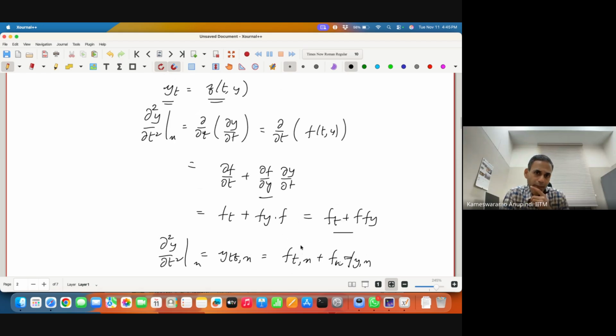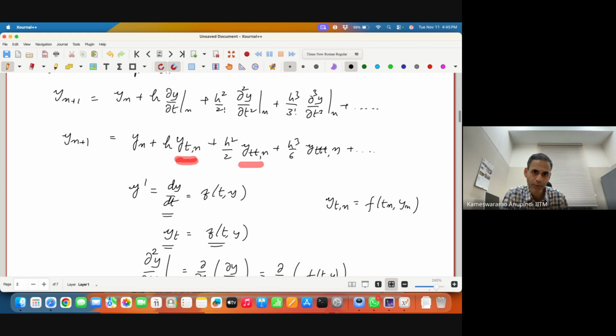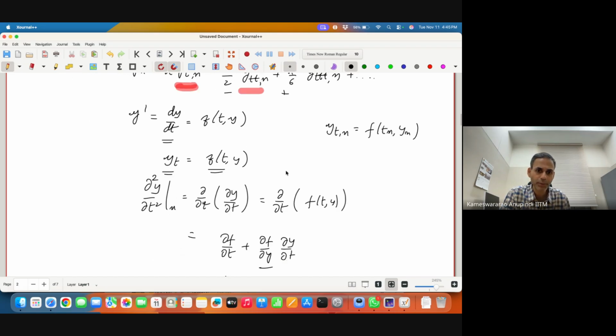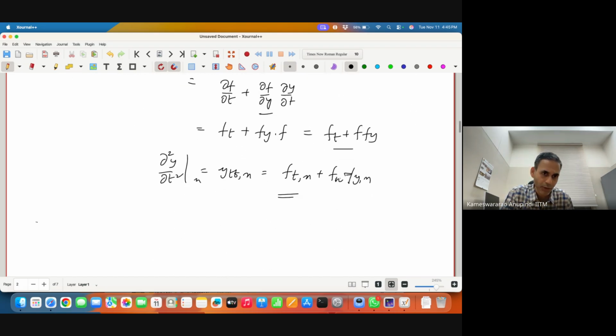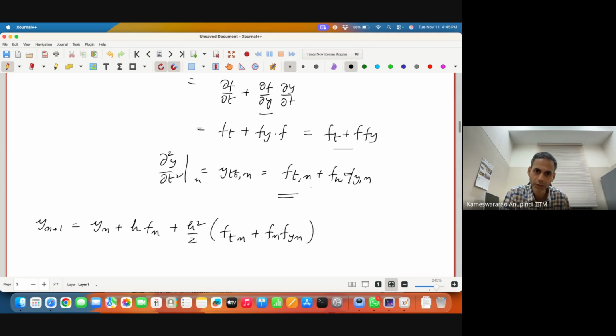So I am going to go back and substitute for these two in here for yt n and ytt n, and write up to order h cube. So that means my Taylor series expansion for yn plus 1 equals yn plus h times fn plus h square by 2 times ft at n plus fn times fy at n, because I just substituted this one, plus order h cube. Okay, so this is my equation 1. Let's call it equation 1.